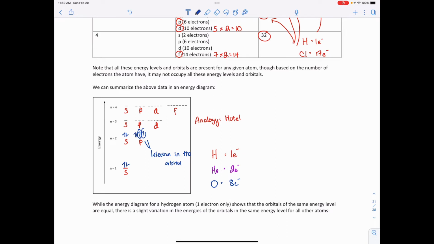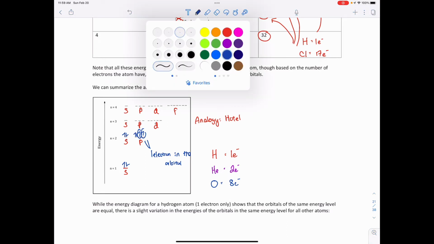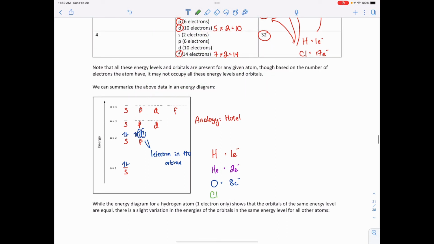Now if I go to another atom, let's say I have chlorine, with 17 electrons this time. Same thing, just like filling out the hotel, I start from the bottom. I have 1, 2, 3, 4, 5, 6, 7, 8, 9, 10. So the first, second, and third levels are filled, but I still have 7 more electrons. So that goes 1, 2, 3, 4, 5, 6, 7.